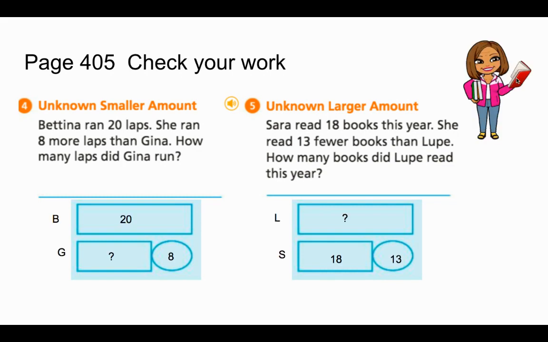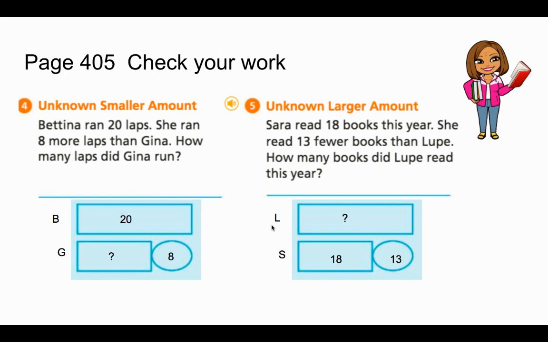All right. So we don't know what Gina ran, but we know that Bettina's was 8 more than Gina's. So we have our question mark here by Gina. And our answer is 12. 12 laps that Gina ran.